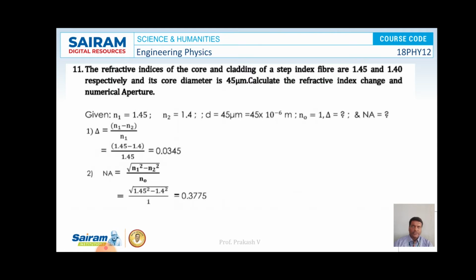numerical aperture? We know that the fractional index change delta is equal to n1 minus n2 by n1. So n1 is 1.45 and n2 is 1.4. So substitute them here. Then on simplification, the value of delta is equal to 0.0345. And we know that numerical aperture is equal to square root of n1 square minus n2 square by n0. So substitute the values here, that is square root of 1.45 square minus 1.4 whole square by 1. On simplification, the numerical aperture value NA becomes 0.3775. So this is the solution for the given problem.